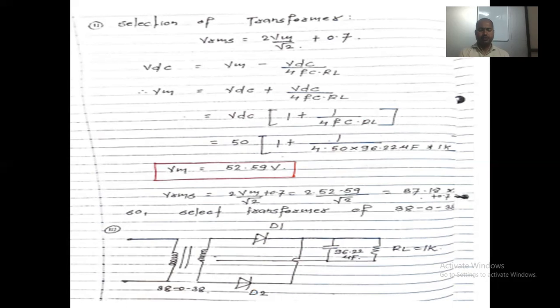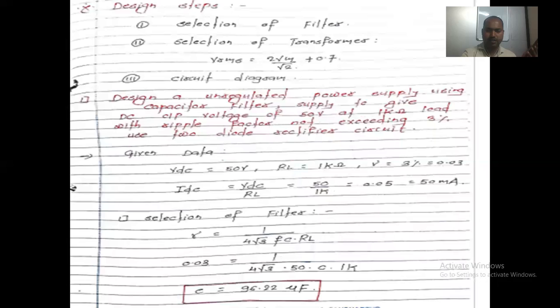Did you get this? एक प्रॉब्लेम देतो तुम्हाला, मला आन्सर सांगायचं याचा. Write down: Design unregulated power supply. Design unregulated power supply using capacitor.